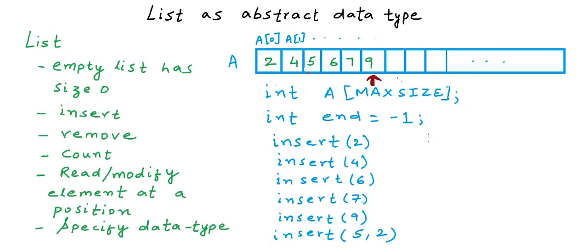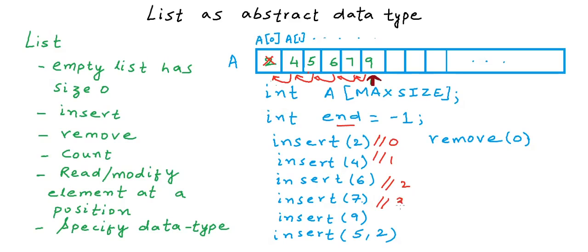Now if I want to remove an element from a particular position, let's say I make a call to the remove function. I want to remove the element 2, so I'll pass the index 0 here. To do so, all these elements after index 0 will be shifted one unit towards the left, towards the lower indices, and 2 will go away. Now this end variable is being adjusted after each insertion that we are making. After this insertion, end will be 0, after this 1, 2, 3, and so on. After this remove, end will be 4 again.